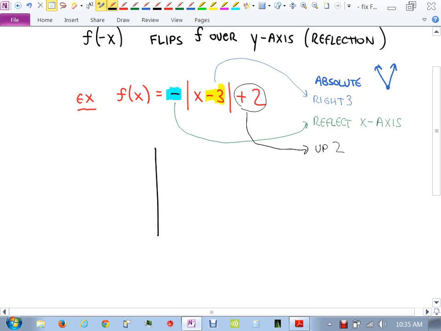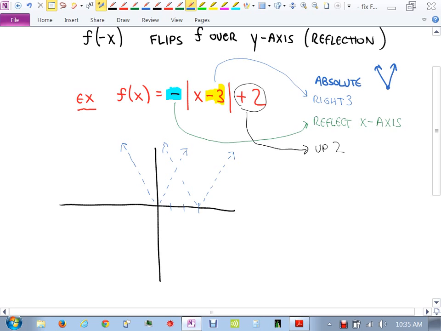Here it comes. I'll do it in phases. First phase is what is my absolute value function just as is. Toolbox, straight out of the toolbox. Right 3 comes first. Y'all agree that moved me right 3? Reflect now. You do not want the plus 2 first. It would be different, okay?